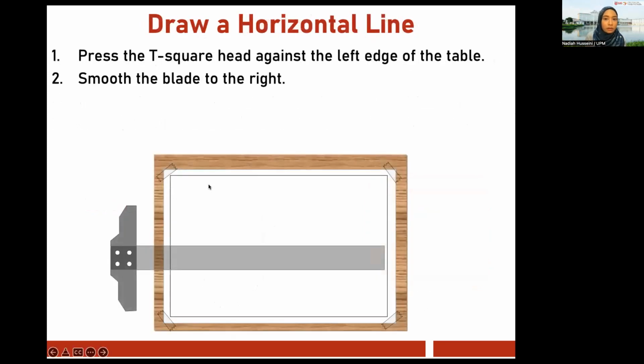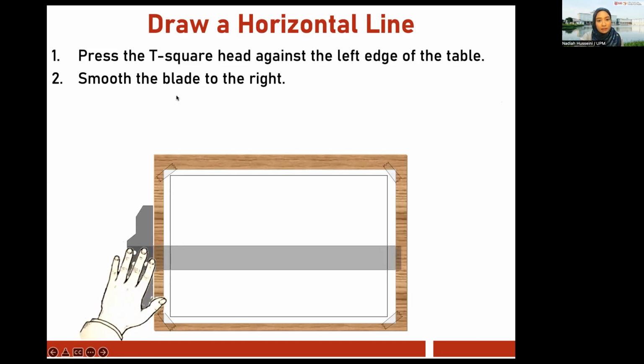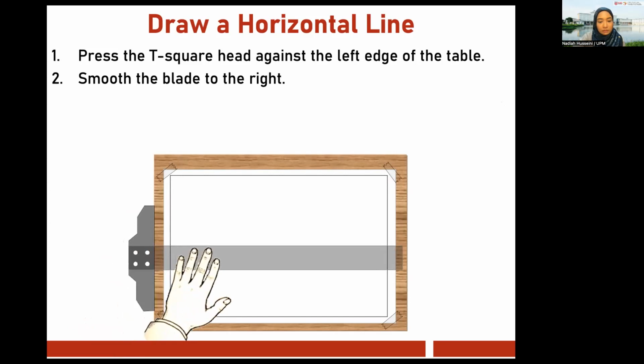And then drawing a horizontal line, press the T-square head. This is called the T-square head, against the left edge of the table or the drafting board. Smooth the blade to the right. Comel je tangan dia. Okay, smooth it to the right so it's tight. Smooth, dia suruh press it and smooth it.